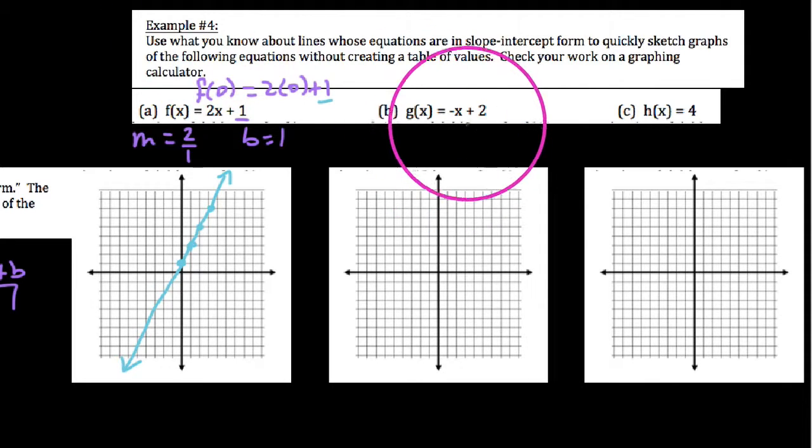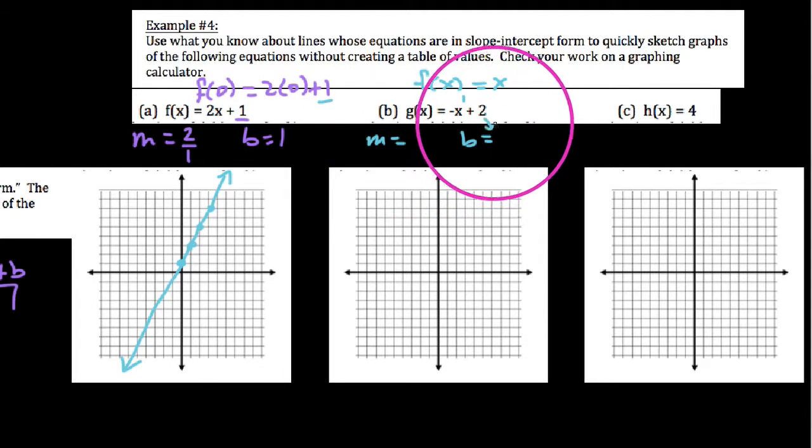Again, this is a linear function. We can tell because its parent function, f of x, would just be f of x equals x. We have an x to the first power here. So in this case, our y-intercept is 2, and our slope is the coefficient we're multiplying by our x, which is negative 1. I'm going to write negative 1 over positive 1.